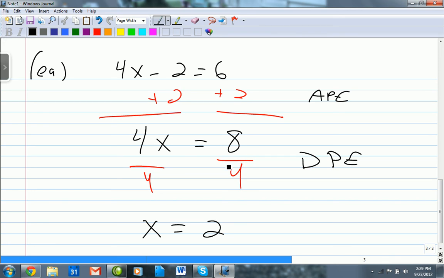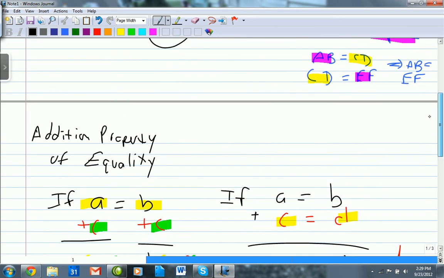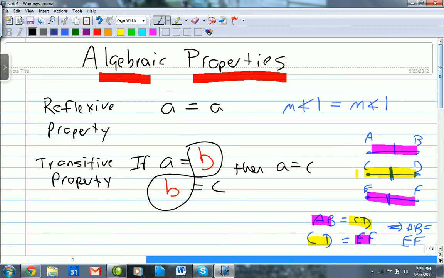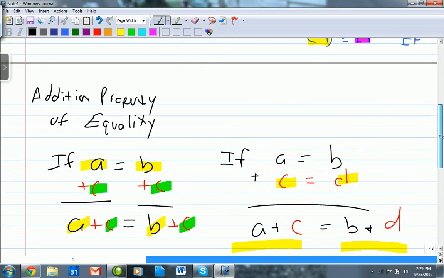We're going to pick up with this tomorrow. Make sure that you understand these properties, particularly the reflexive, transitive, and addition properties of equality.